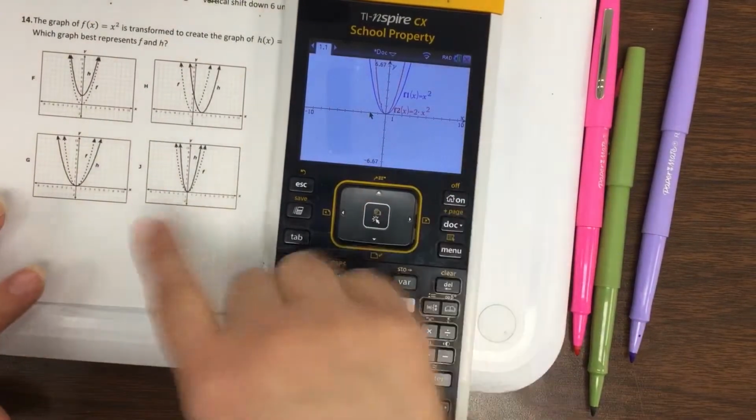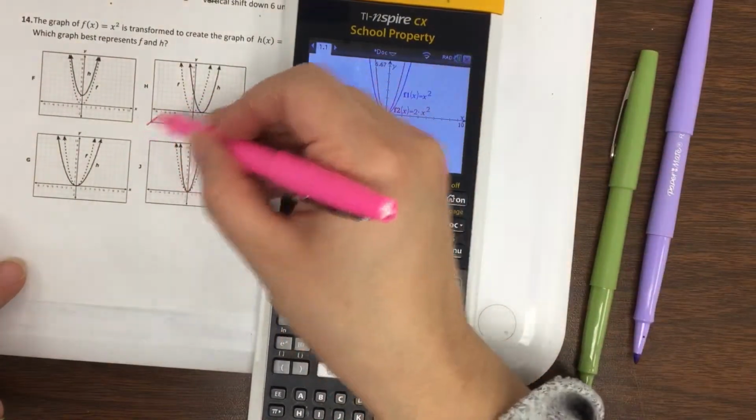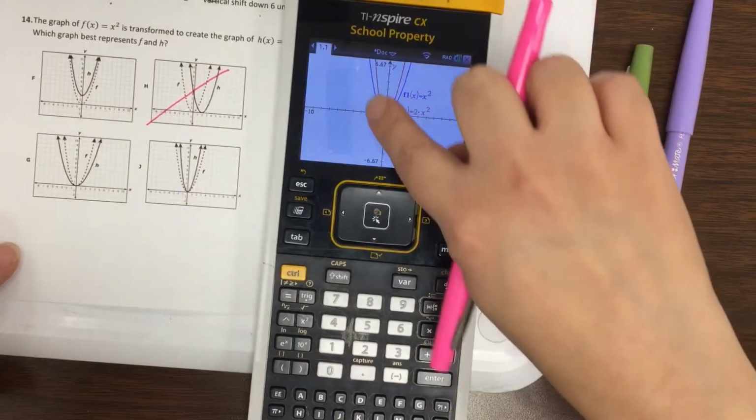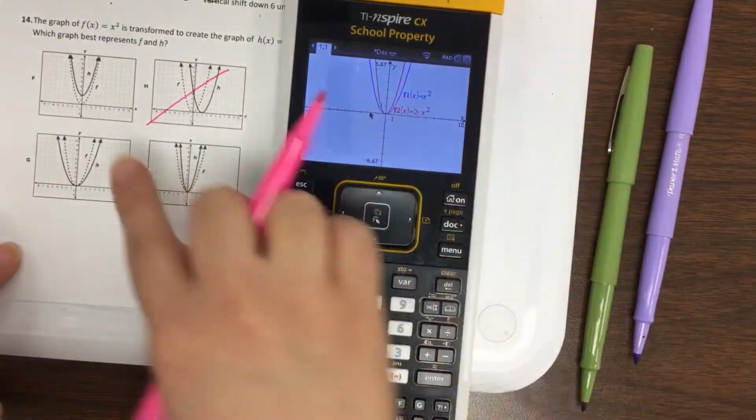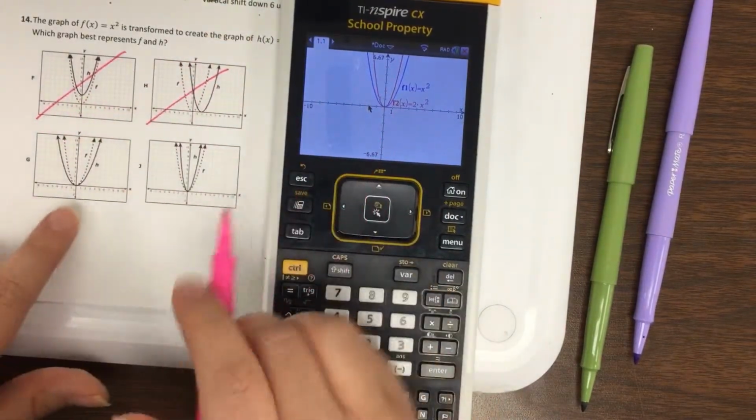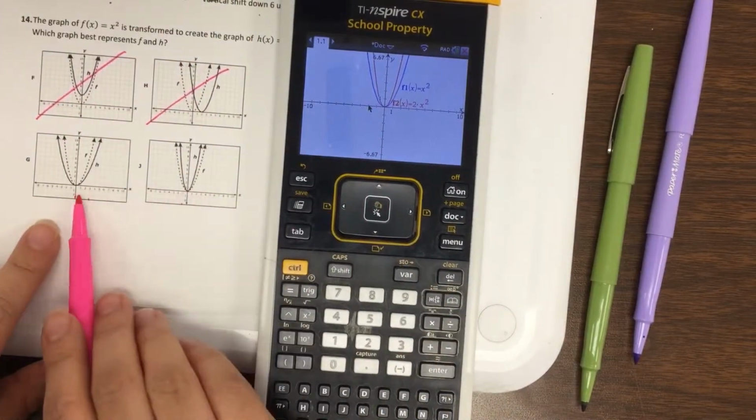So we know there's no way it's going to be h. Okay? So the original is wider than the new. So the original, oh look, it's not f either because that scooted up. It didn't scoot up at all. The vertex are the same. So it's between G and J.